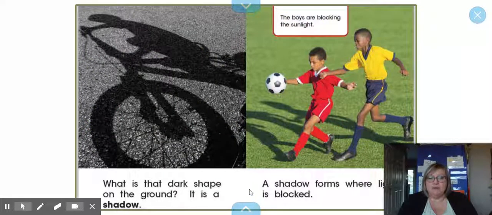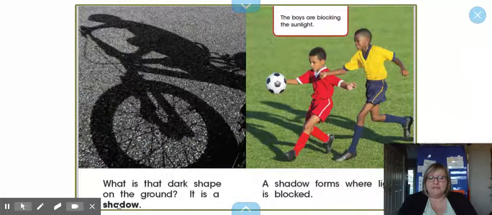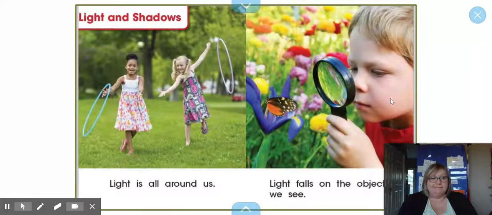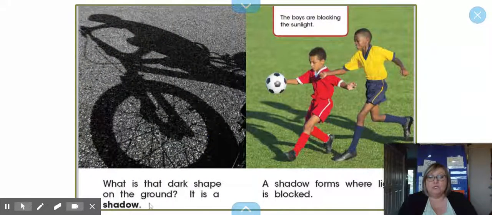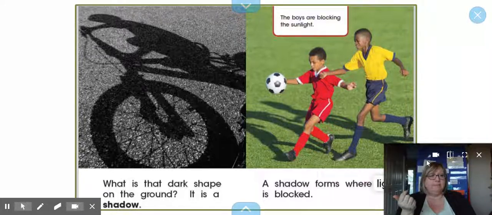What is that dark shape on the ground? It is a shadow. Remember, when we have a bold word in a book, if it's on the computer, a lot of times we can click on it, and of course that's not going to happen here. We usually can click on it and a glossary will pop up. The glossary will tell you what a shadow is. Sometimes what happens is the author tells you what that word means.